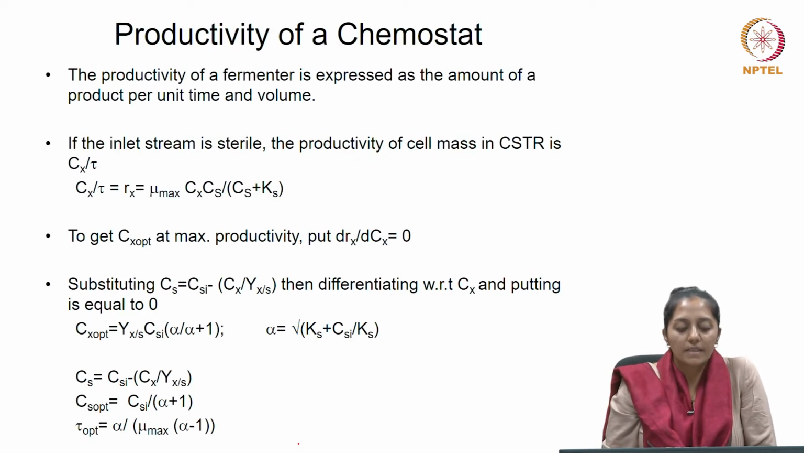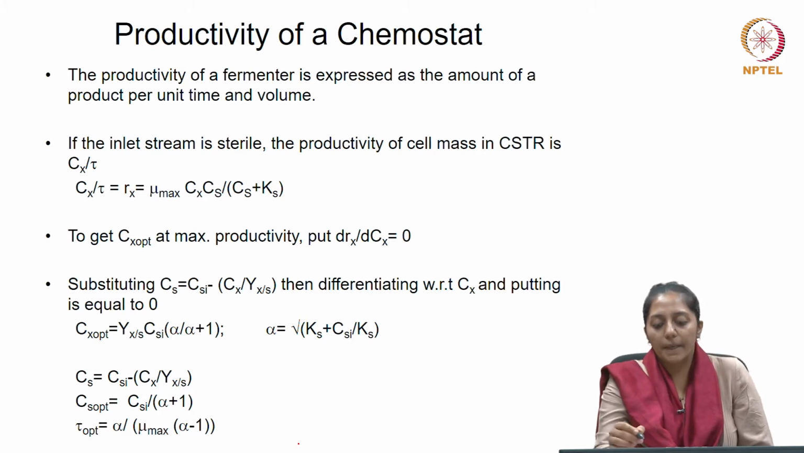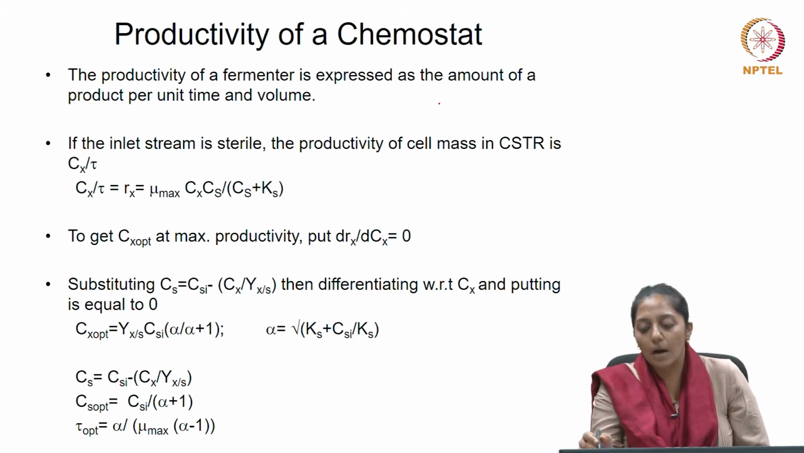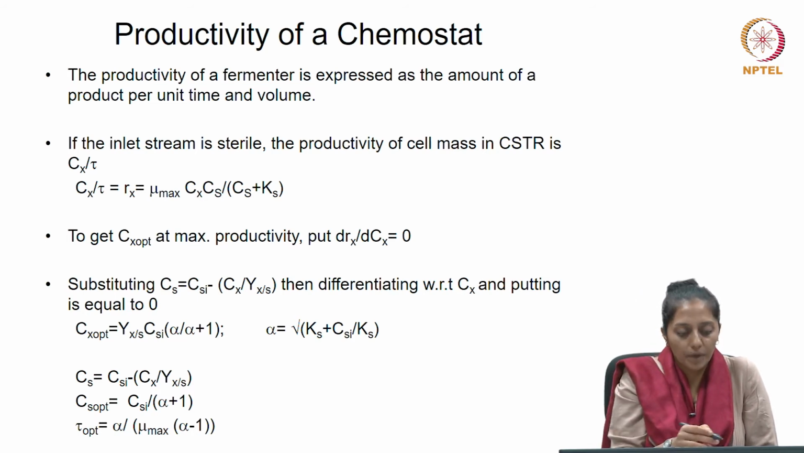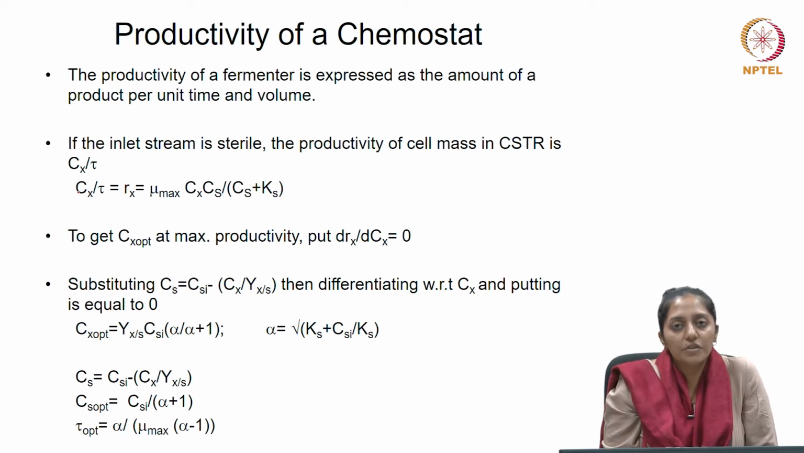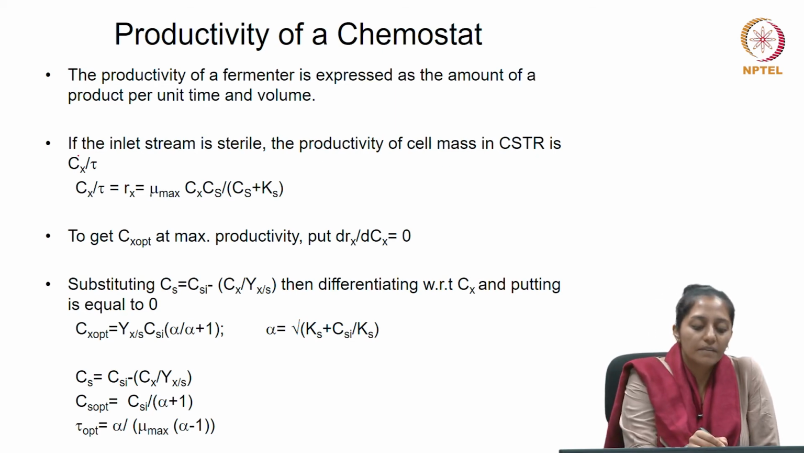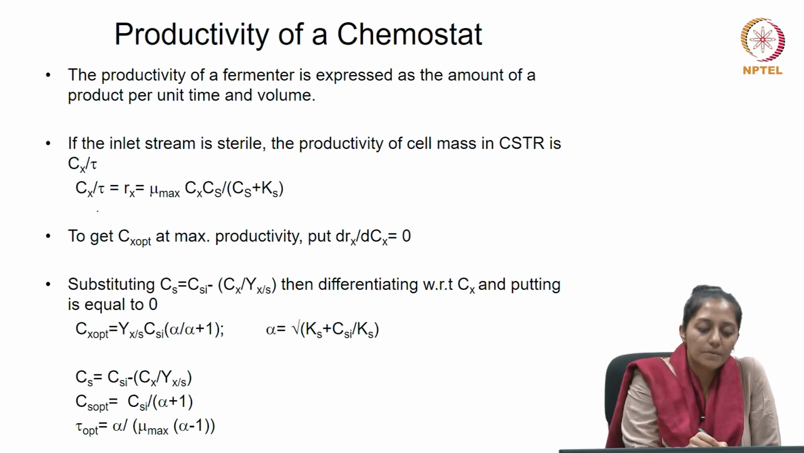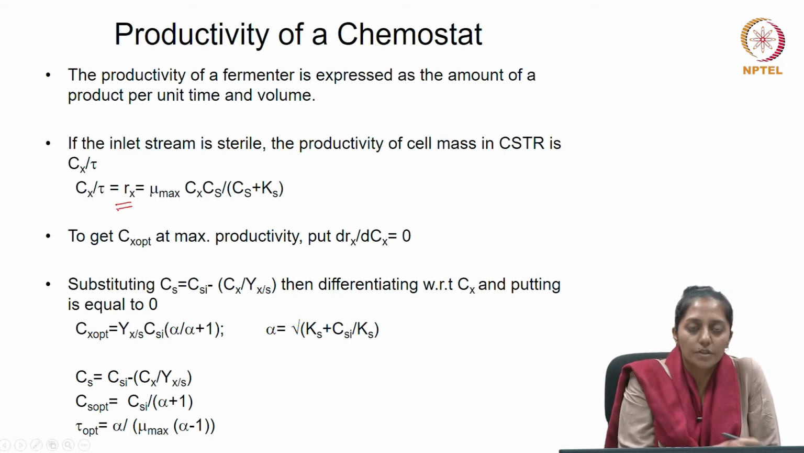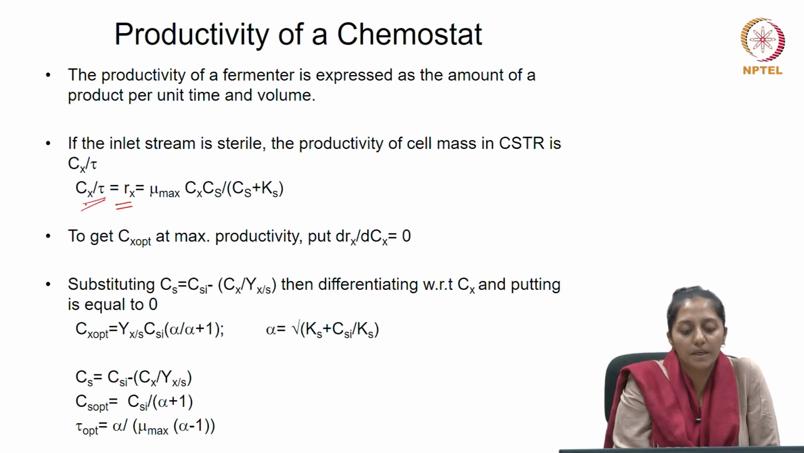In terms of residence time, the productivity of the fermenter is expressed as the amount of product per unit time and volume. So, this is volumetric productivity. If the inlet stream is sterile, as I said earlier, the productivity of cell mass in a CSTR can be given as Cx by tau. Tau is the residence time here. Now, Cx by tau is nothing but your Rx, which was equal to DX, since D is the inverse of 1 by tau.